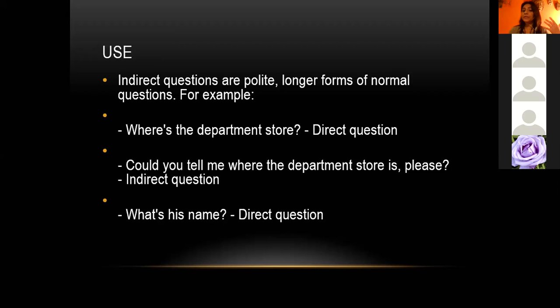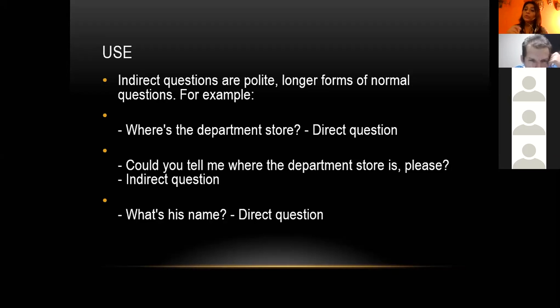For example, where is the department store? That's a question. Now, when you switch it to indirect, you have: could you tell me where the department store is, please? That's an indirect question. Notice the first question is a very short, direct question, and the indirect question is longer. Yesterday we saw that we divide these questions in two parts. The first part, could you tell me, where you can use could or would or can or do you mind or the other expressions, and then the rest of the question.